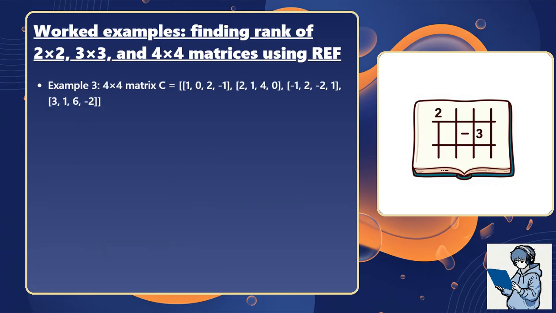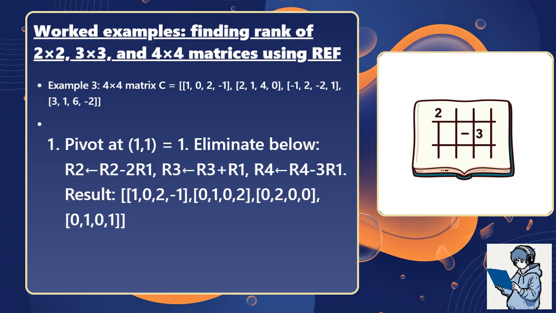Example 3, a 4 by 4 matrix C equals a matrix with rows 1, 0, 2, negative 1; 2, 1, 4, 0; negative 1, 2, negative 2, 1; and 3, 1, 6, negative 2. Step 1, pivot at row 1 column 1 equals 1. Eliminate entries below. Row 2 becomes row 2 minus 2 times row 1, row 3 becomes row 3 plus row 1, row 4 becomes row 4 minus 3 times row 1. The resulting matrix is first row 1, 0, 2, negative 1, second row 0, 1, 0, 2, third row 0, 2, 0, 0, fourth row 0, 1, 0, 1.